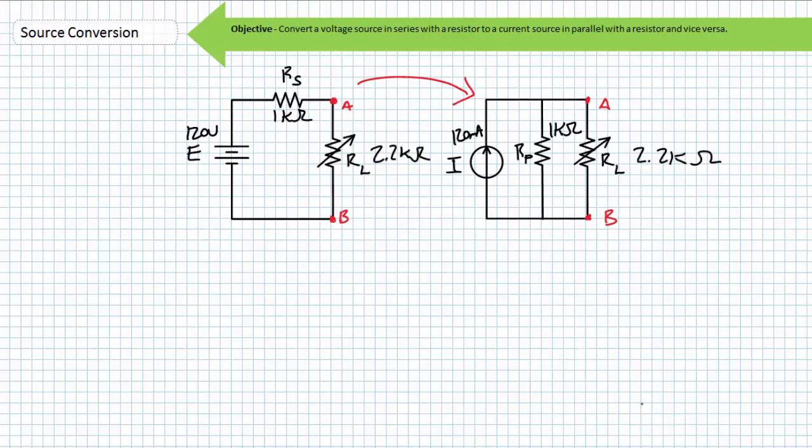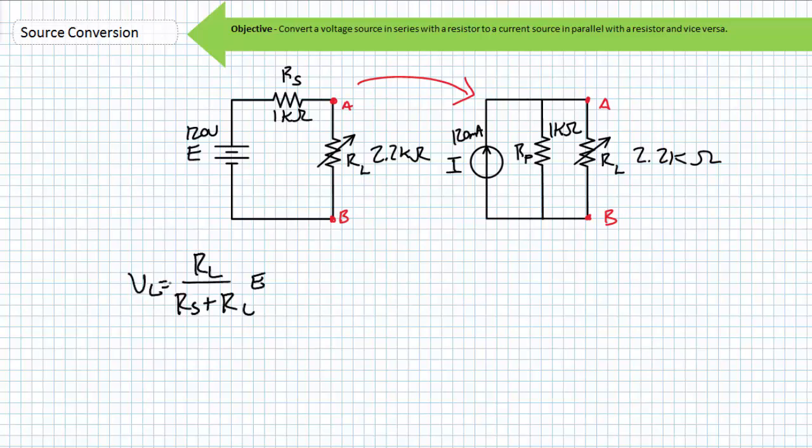Now let's reattach a load resistor and see if everything I've said is true. If so, a 120 milliampere current source in parallel with a 1 kilo ohm resistor will induce the same voltage drop across and current through the load resistor as would a 120 volt voltage source in series with a 1 kilo ohm resistor. Let's assume our load resistor is a 2.2 kilo ohm resistor.